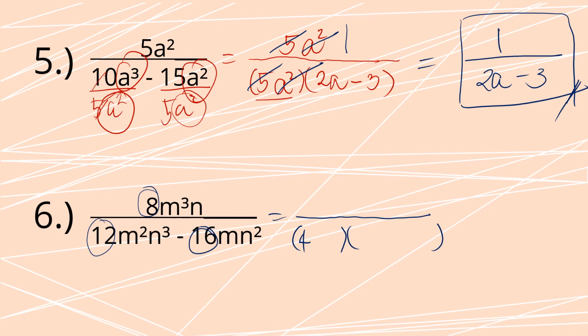So, si 8, ipa-factor din natin siya. So, the factors will be 2 times 4, which is equal to 8. Kasi kailangan natin iwalay si 4, para mamaya, pag nag-cancel tayo, madali mo nang makikita. So, next, ilan yung m na kaya nilang ibigay nang pare-pareho yung bilang? So, isa lang, isang m lang. Kasi ito, iisang m lang meron siya, so hindi na siya pwedeng magbigay ng higit sa isa. So, isang m lang.